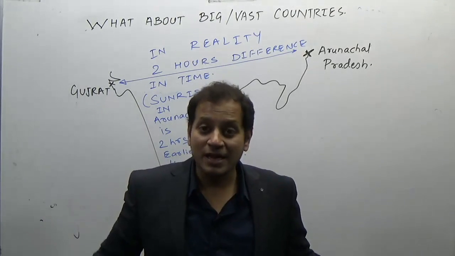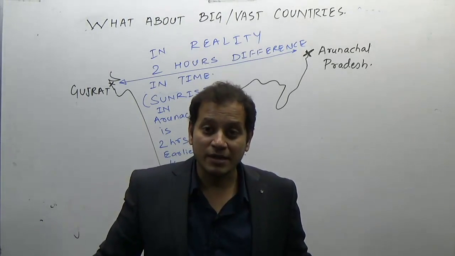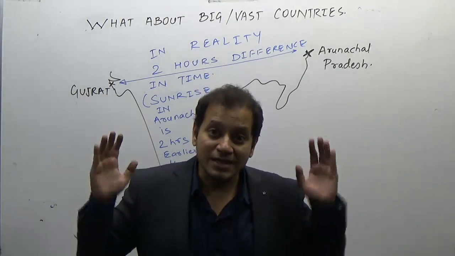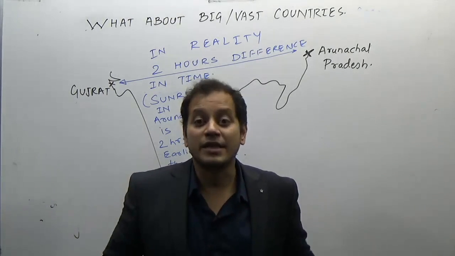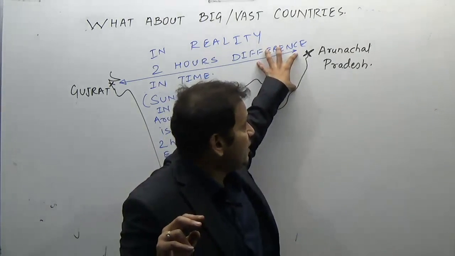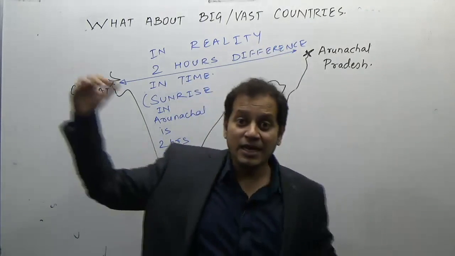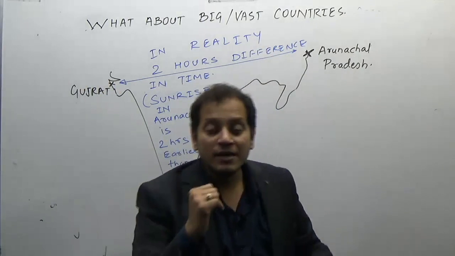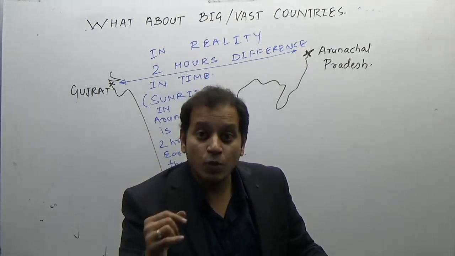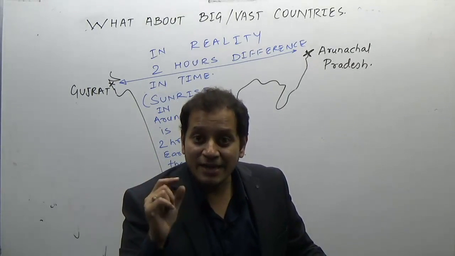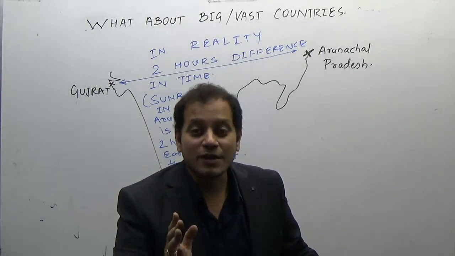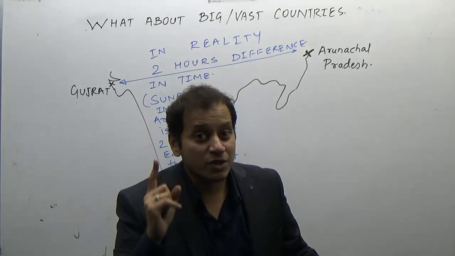So what about vast and big countries? Some countries, because of their vast size, have different time zones. Now, India is also a vast country. Actually in reality India should have at least 2 time zones, because there is too much difference between the time in Arunachal Pradesh and the time in Gujarat. It takes 2 hours for sunrise to hit Gujarat after hitting Arunachal Pradesh. But to avoid confusion, imagine India having 2 different time zones, with so much diversity and one more diversity of time. To avoid the confusion we follow just one time zone.